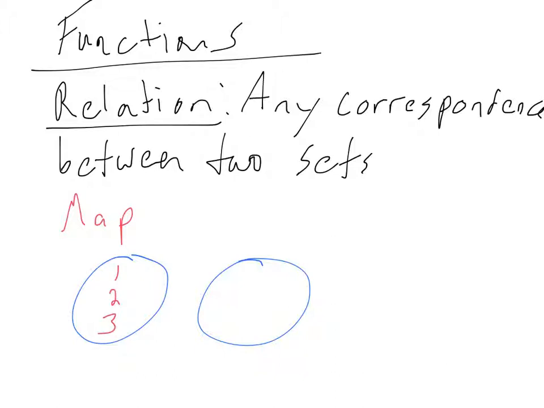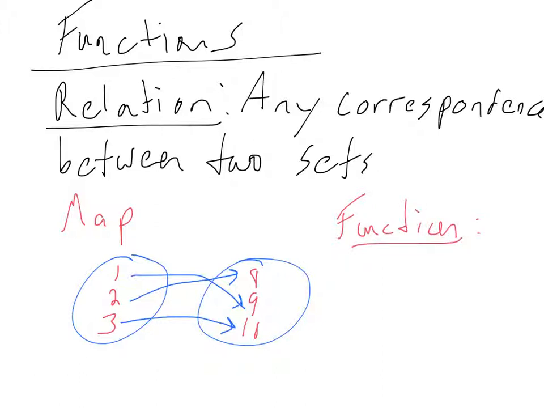So let's say we have 1, 2, 3 on one side, and on the other side we have 8, 9, and 10. And so if we take these and we pair them up, like say 1 goes to 9, 2 goes to 8, and maybe 3 goes to 11, right? This is an example of a relation, right? Now, a function is a type of relation, right? A function is a special type of relation, right?